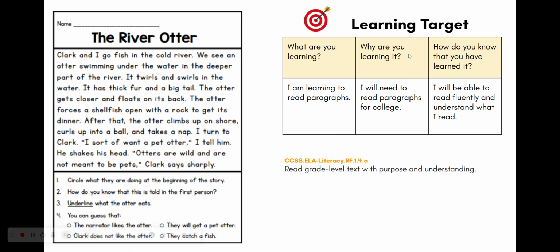Great job. My next question is, why are you learning it? I'm going to read the answer. You're going to repeat. Repeat after me. I will need to read paragraphs for college. Now I'm going to say the whole thing and you're going to repeat after me. I will need to read paragraphs for college. Repeat.